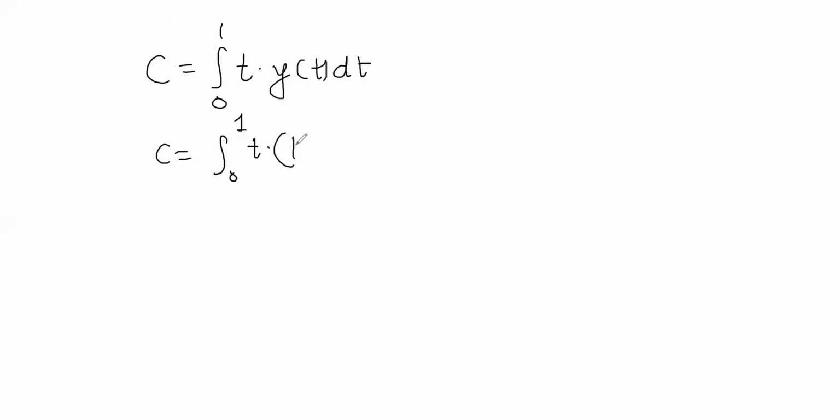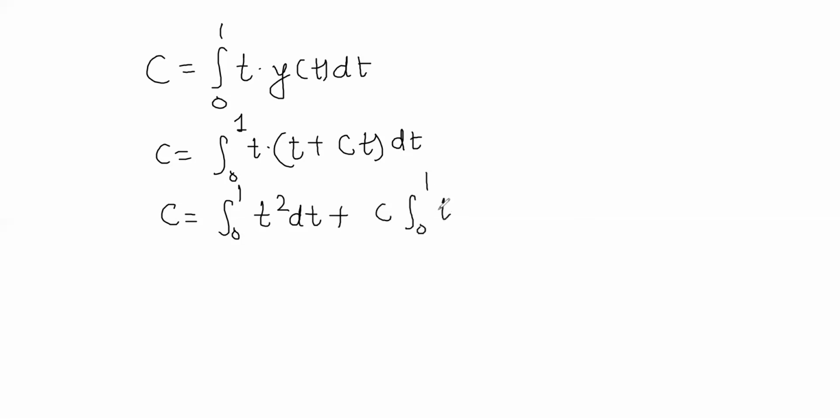Okay, so t plus ct dt. So c will be equal to the integral from 0 to 1 of t square dt plus c times the integral from 0 to 1 of t square dt. Or for simplicity, I can take this quantity common and write 1 plus c. But since we have exceeded one step, it's better to integrate it.